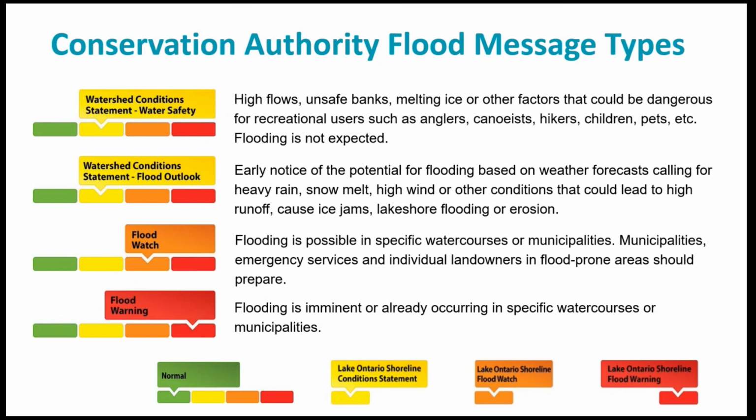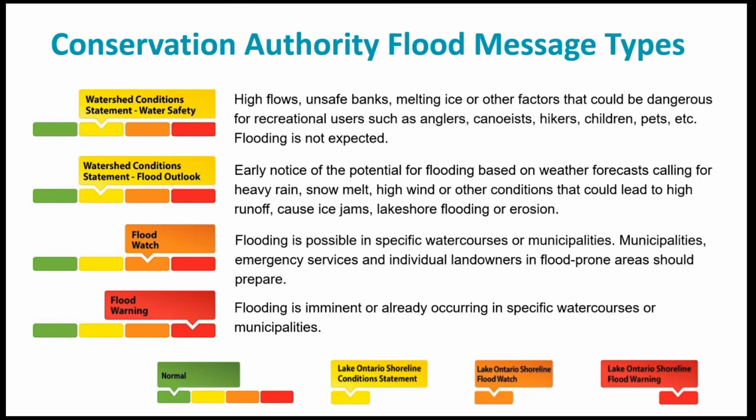So what are our Conservation Authority flood message types? We have 5 different types of messages, and they escalate as the certainty and severity of flooding increases and are issued jurisdictionally wide. Similar to Environment Canada's messaging for watches and warnings, as well as special weather statements, we don't necessarily have to go in order with these.